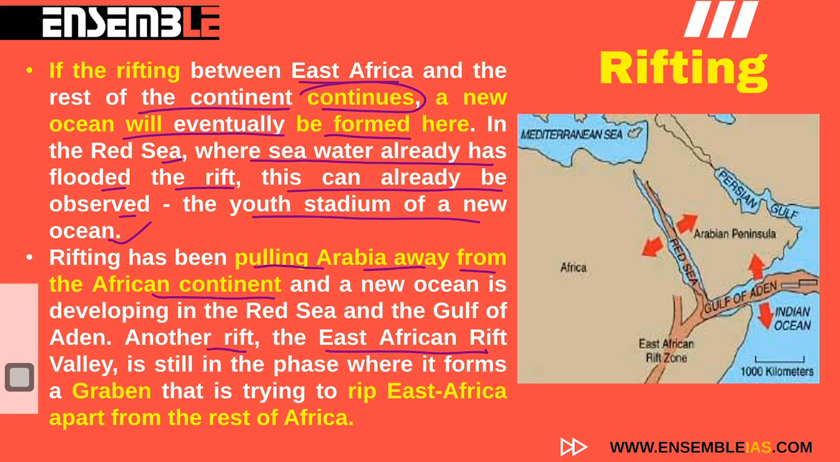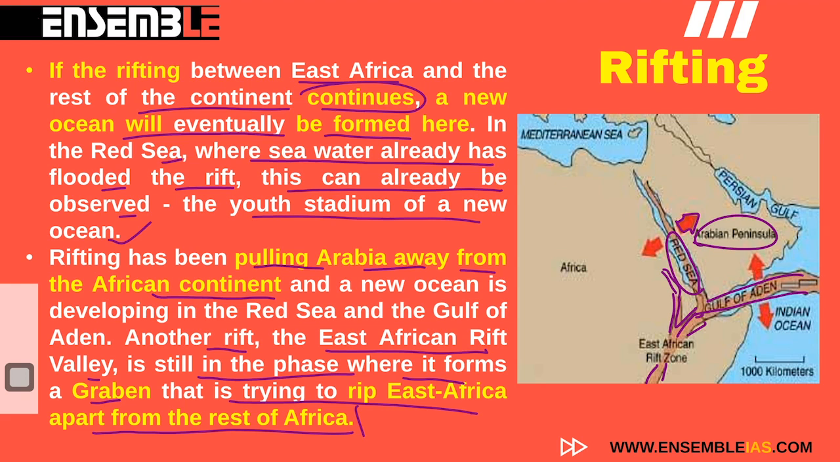Another rift, the East African Rift Valley, is still in the phase where it forms a graben that is trying to rip East Africa apart from the rest of Africa. In this image again, you can see that this is the East African Rift Zone, and this zone is likely to expand in this way, and this is the extension into the Gulf of Aden and into the Red Sea. And here it is clearly marked that the Arabian Peninsula is moving towards the east and the African Rift is moving towards the west. So there is a likely chance of expansion of this entire area and also the separation of the East and West African continent.